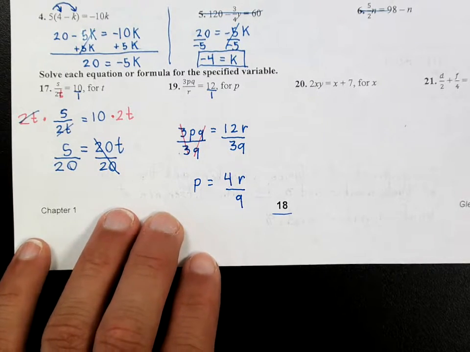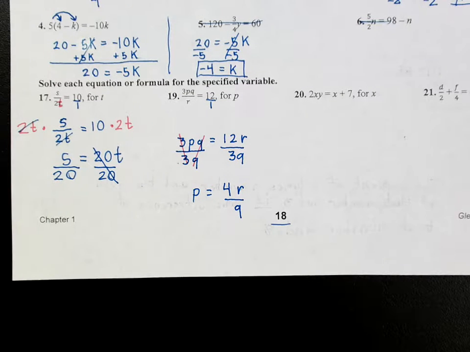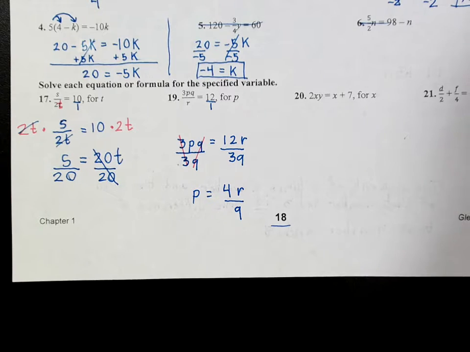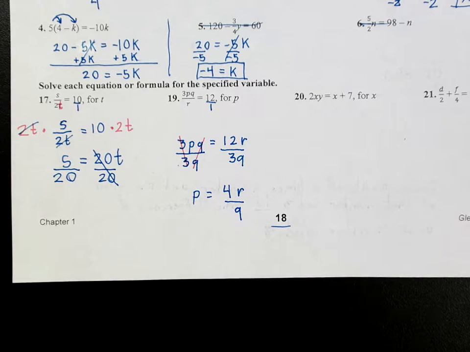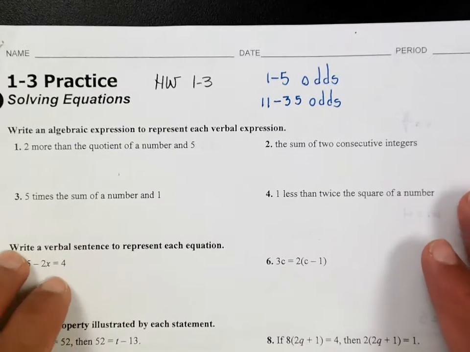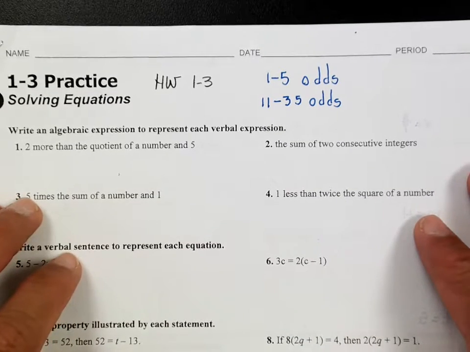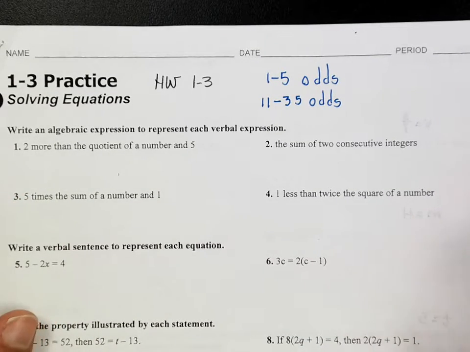All right. Let me show you what I want you to do for the homework now. On the homework, I only want you to do 1 through 5 odds, or 1, 3, and 5, and then 11 through 35 odds, meaning you're going to skip 7 through 10. So again, that's your homework.